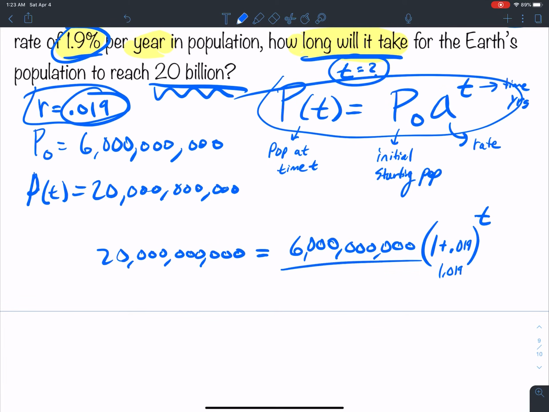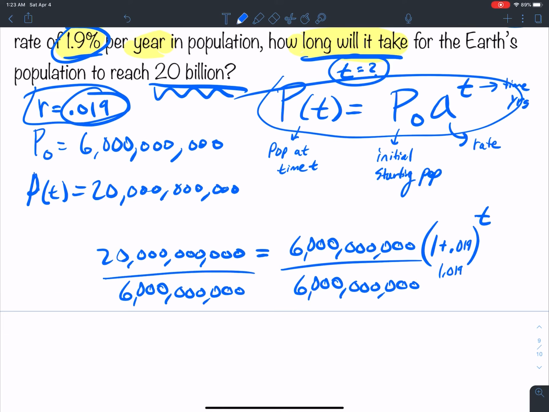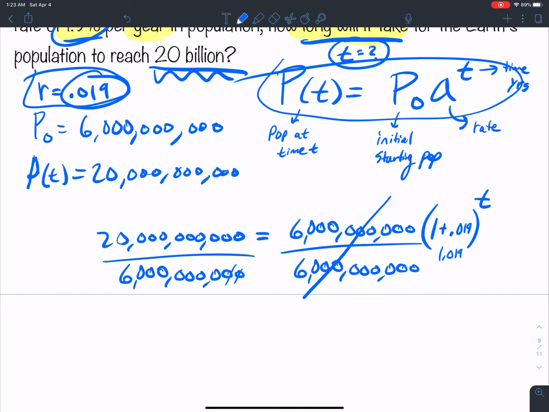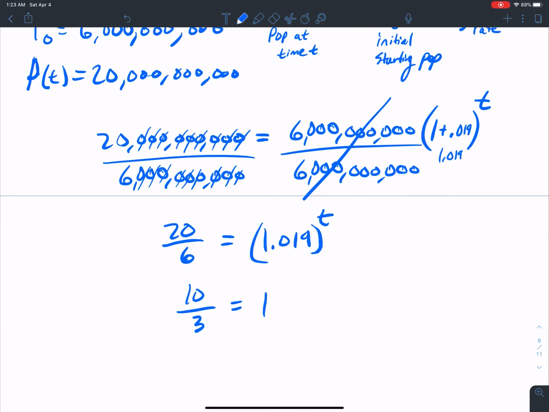So how do I solve? I got to divide here. So let's divide both sides by 6 billion. Those cancel. All these zeros cancel all these zeros. Field day going on, right? So I have 20 over 6 equals 1.019 raised to the t. Now 20 over 6 simplifies. That's like 10 over 3. How do I get rid of my base here?